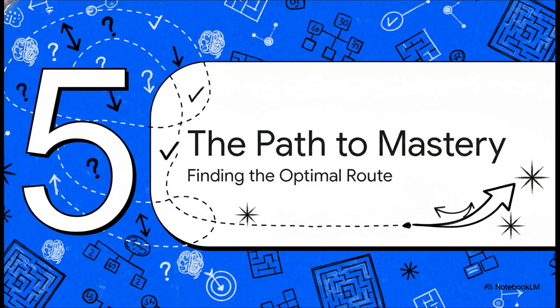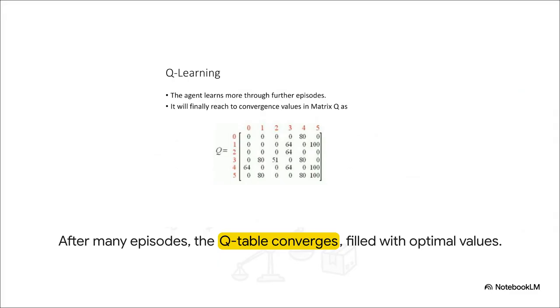But what happens if we let it keep doing this for thousands of episodes? Let's jump ahead and see the final product. After running this simulation over and over, the values in the Q-table eventually stop changing much. They converge. And what we're left with is this, a fully filled out guide. Every single number in this table now represents the best possible long-term score the agent can expect to get if it makes that move. The blank map is now a detailed treasure map.